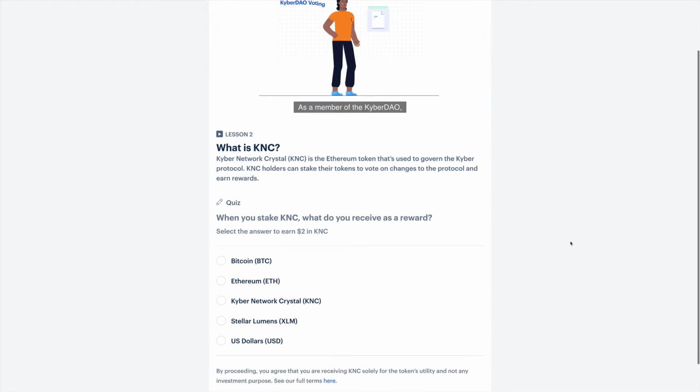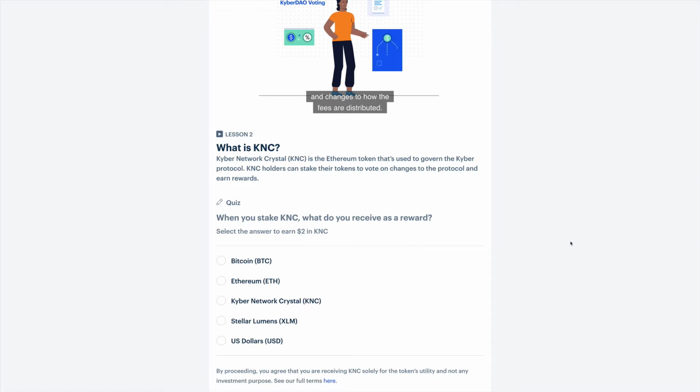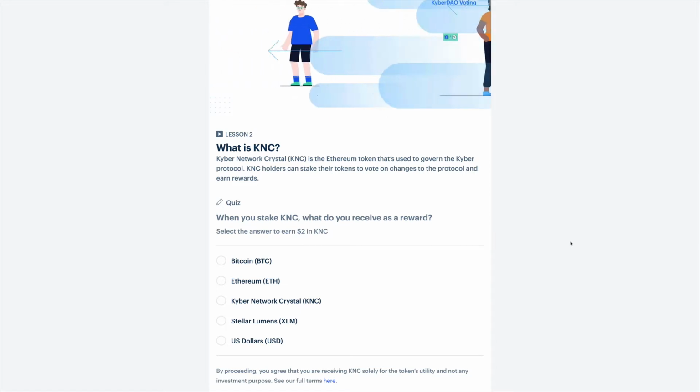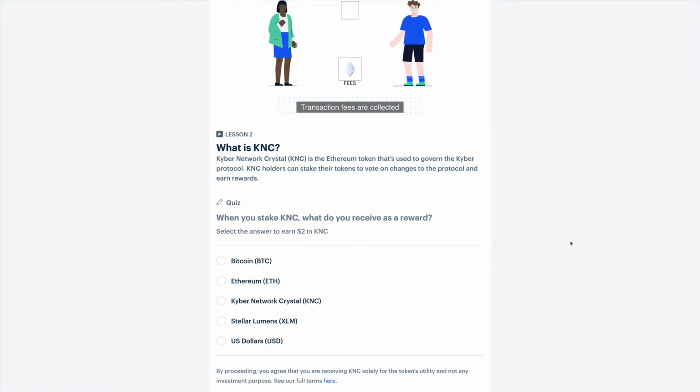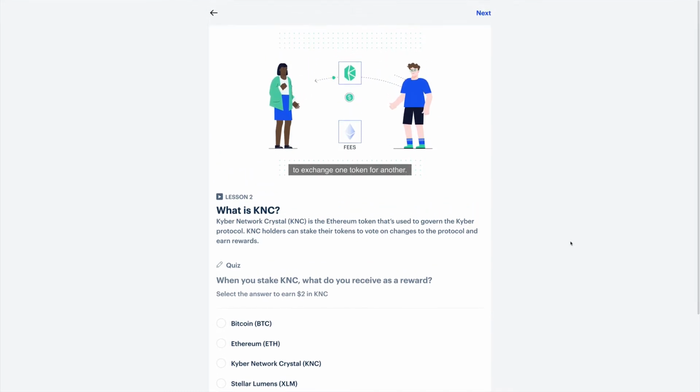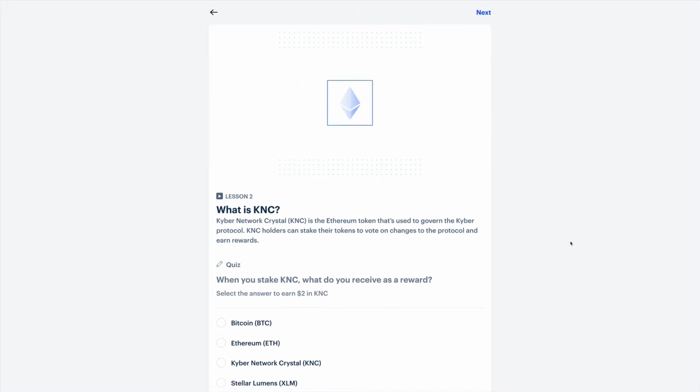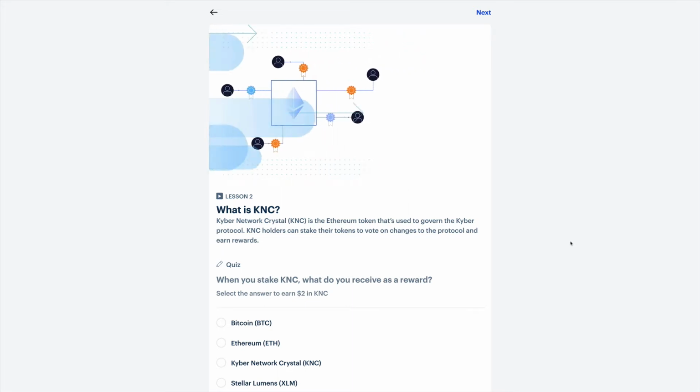As a member of the Kyber DAO, she can vote on a wide variety of topics, including proposals to improve the protocol, changes to Kyber's transaction fee, and changes to how the fees are distributed. Transaction fees are collected whenever someone uses Kyber to exchange one token for another. These fees are collected in ETH, the native token of Ethereum, and distributed to stakeholders as rewards.